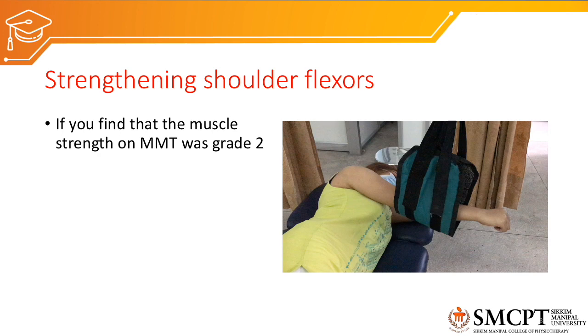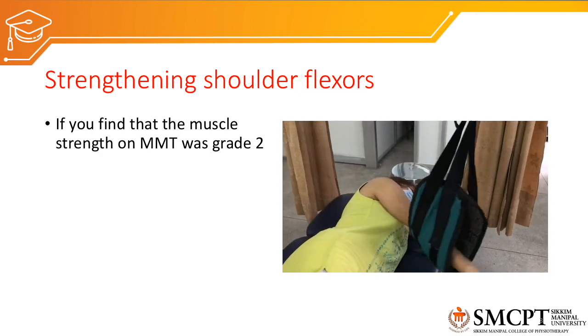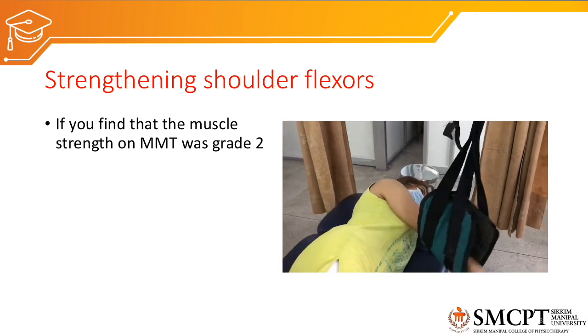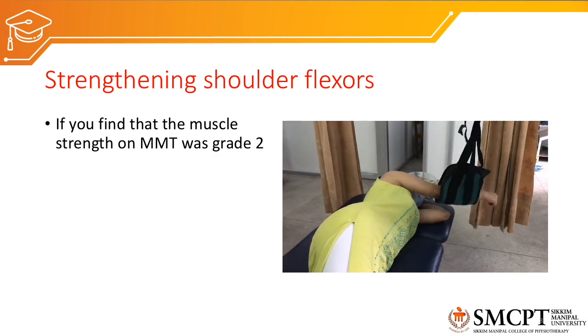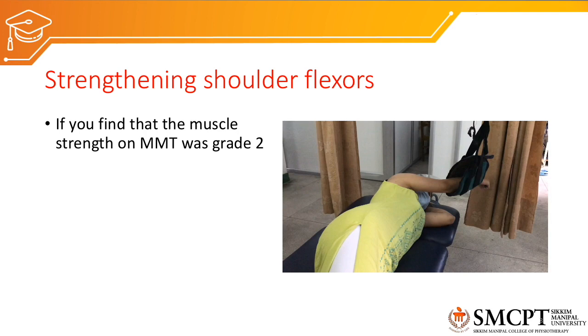The position of the patient, as you can see, will be side lying so that the arm is suspended on the sling and the patient can perform flexion in a gravity-eliminated position. As the arm is supported on the sling, the patient is performing flexion of the shoulder joint with gravity eliminated. The suspension technique will be used only if the muscle is grade 2, that is, the muscle cannot function against gravity, so we have to eliminate gravity.